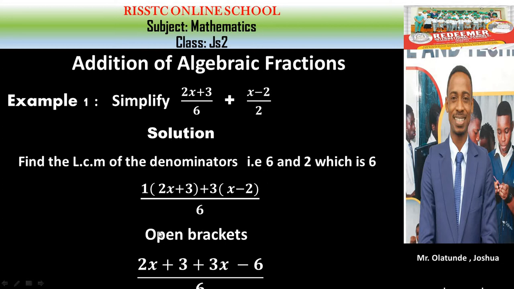The next step is to open brackets. How do we open brackets? You make use of what we have outside the bracket to multiply what we have in the bracket. 1 times 2x, we have 2x. 1 times plus 3, we have plus 3. Plus 3 times x, we have plus 3x. Plus 3 times minus 2, we have minus 6, all over 6.